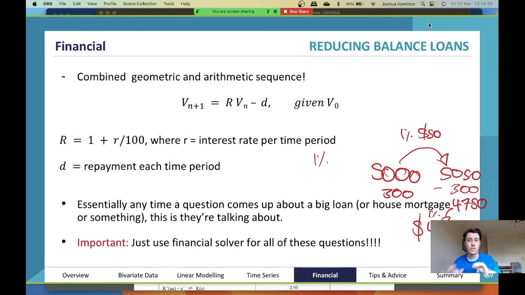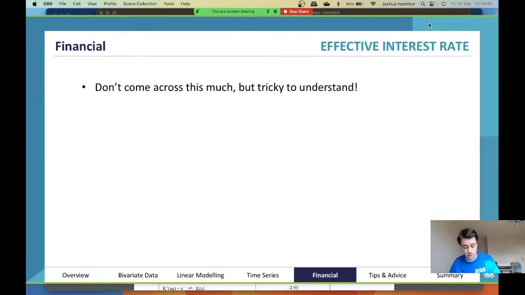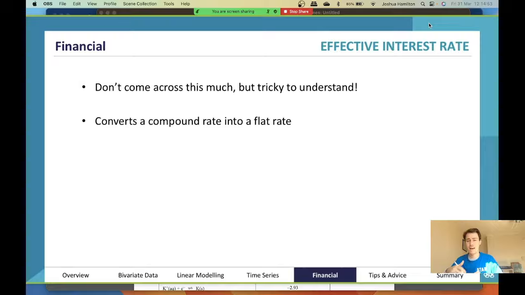I just want to go through the last couple of things before we get to the examples that I have at the end. So effective interest rate, these really don't come up much, but they can be tricky to understand. It really just converts what is a compound rate to a flat rate? So let's just say we're paying a loan and the interest rate is 5% per annum compounding monthly. When it compounds monthly, you actually pay more than what the 5% is.